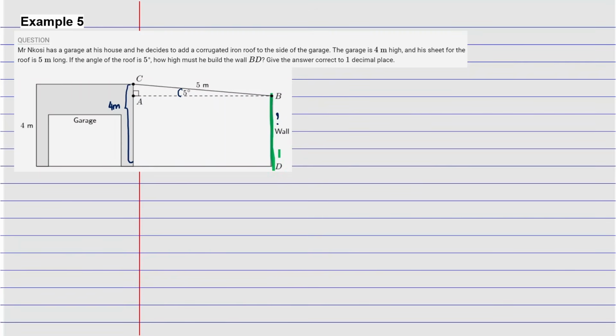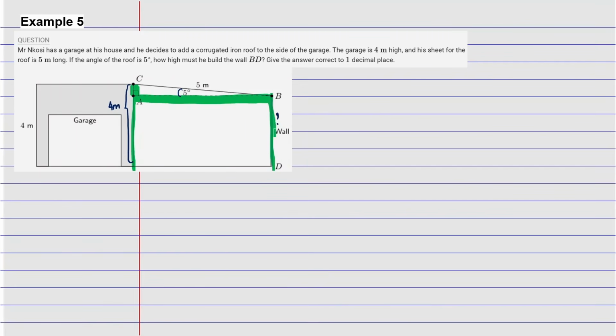Since we're looking for this, to get this portion we need to separate it from here. So to get this portion, we need to subtract the small one. You first need to subtract the small one. So we're going to find the small one, and subtract it from 4. Then we're going to get this section. I hope that makes sense, right?